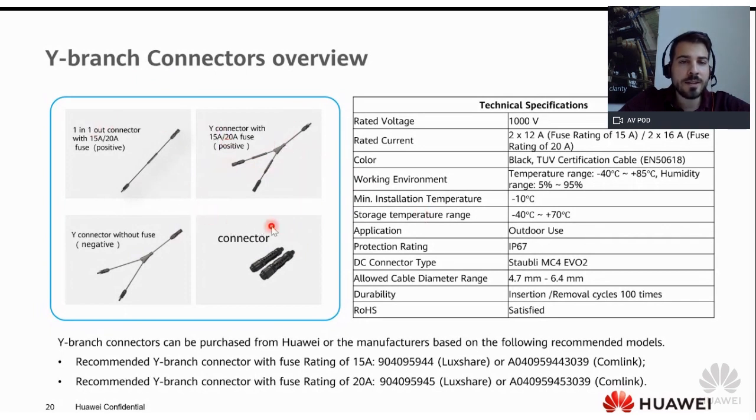So there are 4 items shipped. We have the Y connector with the fuses, which is for the positive side. We have the Y connector without the fuses for the negative side, and we have a one-to-one connection for a string input where we are not dividing the string, so only one string connects to it. And we also ship some connectors. This is the technical specification of the Y-branch connector. Although it mentions 1000 volt, it is also capable of 1500 volt for sure.